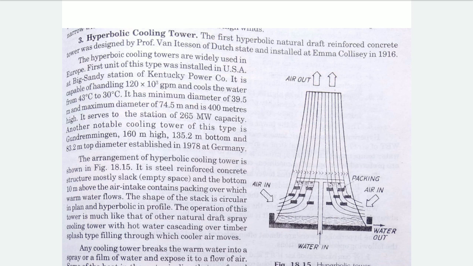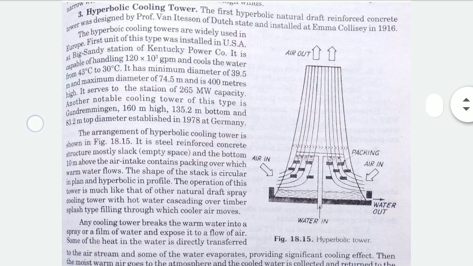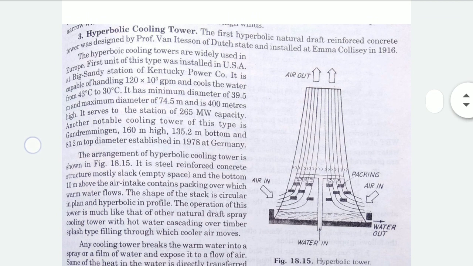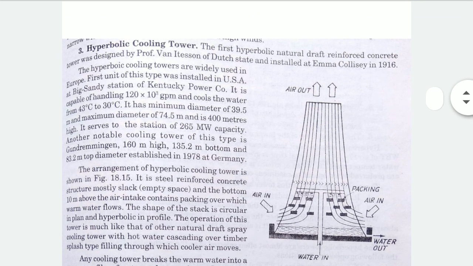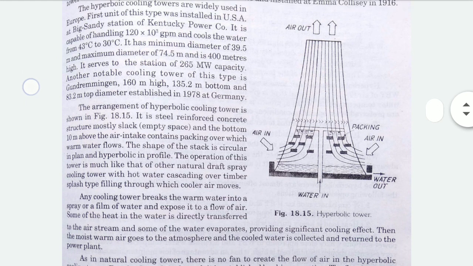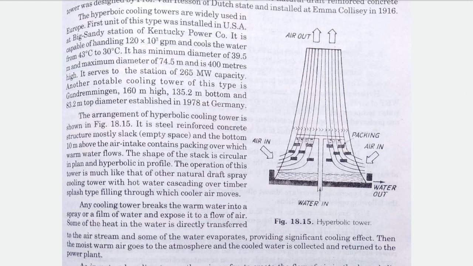It has a minimum diameter, and these are the standard terms: maximum diameter 74.5 meters, 400 meters height. It serves a station of 265 megawatt capacity. Another notable cooling tower of this type is Grand Remingen, 160 meters high, 135.2 meters bottom diameter and 82 meters top diameter, established in 1978. So these are the historical and standard parts of the hyperbolic cooling tower.